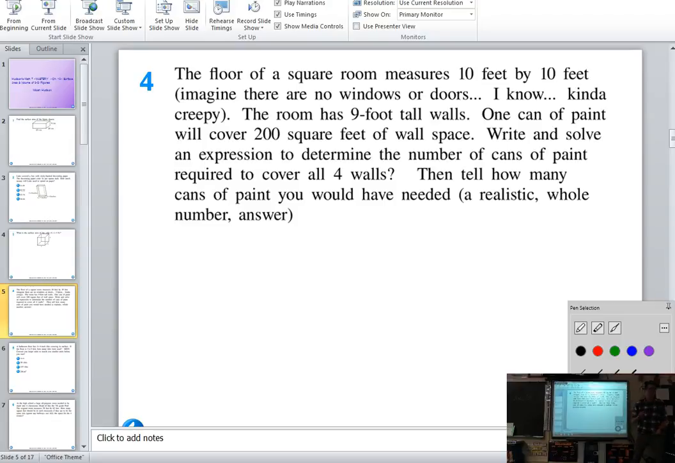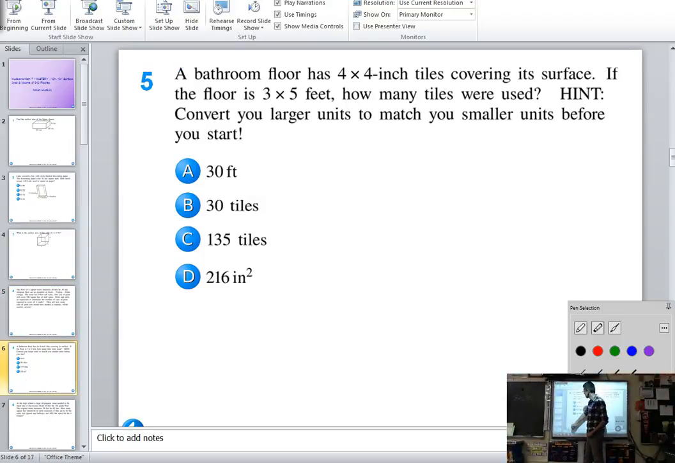You don't want to paint the floor. Someone's going to be very upset. But then if you walk in the room, then the paint will drip on you.